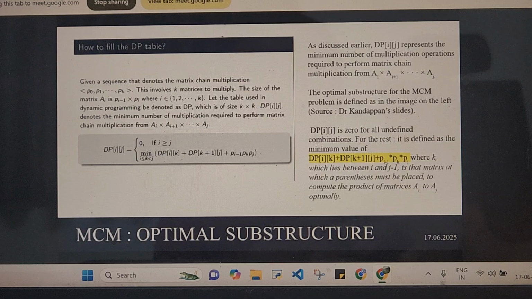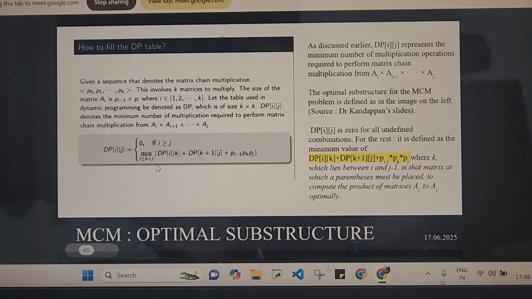And so on and so forth. For the valid grids where i is less than j, or when the grids belong to the upper triangle, the value of that grid is defined by this formula: DP of i of k plus DP of k plus 1 of j plus p of i minus 1 into p of k into p of j, where k is any value ranging from i up to j, i included, j not included.